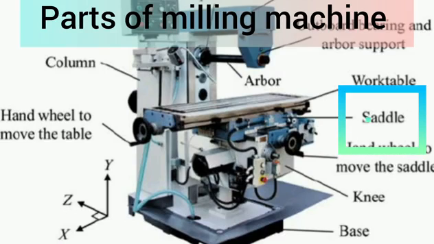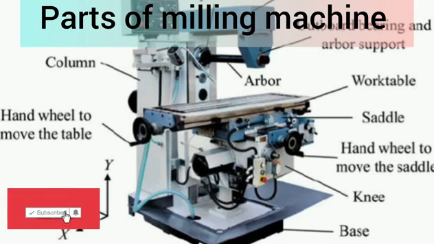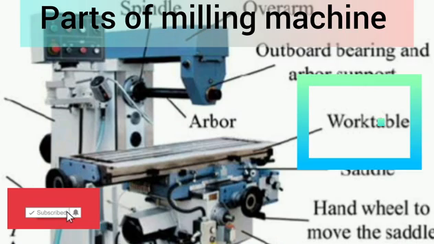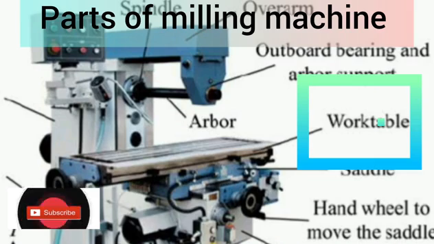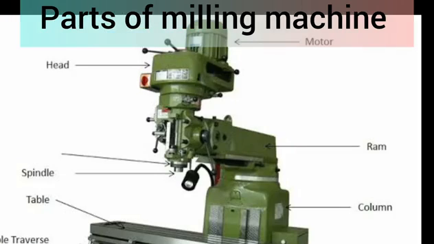4. Saddle. The saddle is mounted on top of the knee and can move horizontally along the ways. It supports the table and allows for longitudinal x-axis movement. 5. Table. The table is the work surface where the material to be machined is placed. It can move in both longitudinal x-axis and transverse y-axis directions. 6. Spindle. The spindle is the rotating component that holds the cutting tool, for example, end mills or drills. It can move vertically, z-axis, and is responsible for cutting or shaping the workpiece.